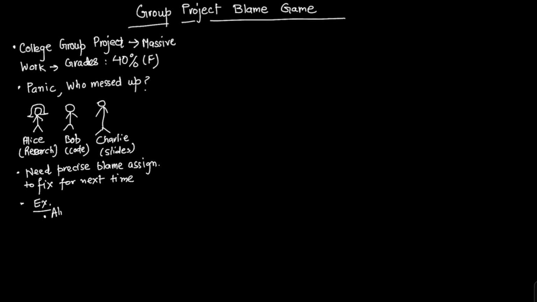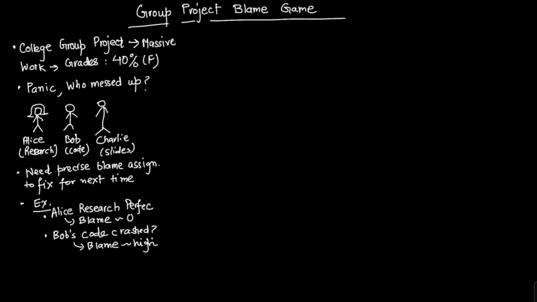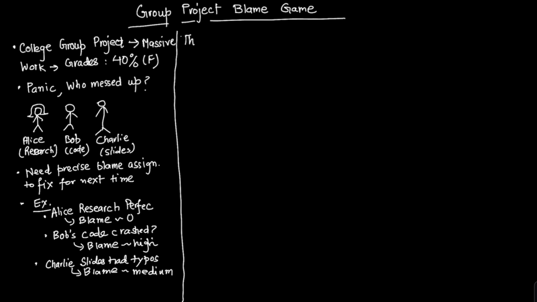Maybe Alice's research was actually perfect, so her blame is 0. But Bob's code crashed during the demo. His blame is high. And Charlie? Maybe his slides were okay, but they had typos. His blame is medium. This blame game is exactly, and I mean exactly, what backpropagation is.